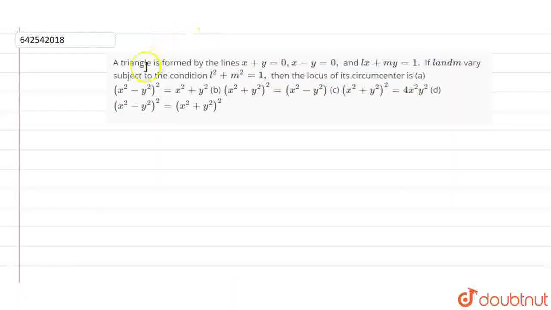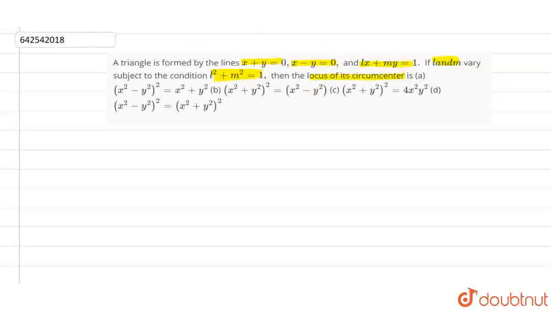Okay, so the given question here we have is a triangle is basically formed by the lines x plus y equals 0, x minus y equals 0, and lx plus my equals 1, where these l and m vary subject to the condition l square plus m square equals 1. Then we have to find the locus of its circumcenter.